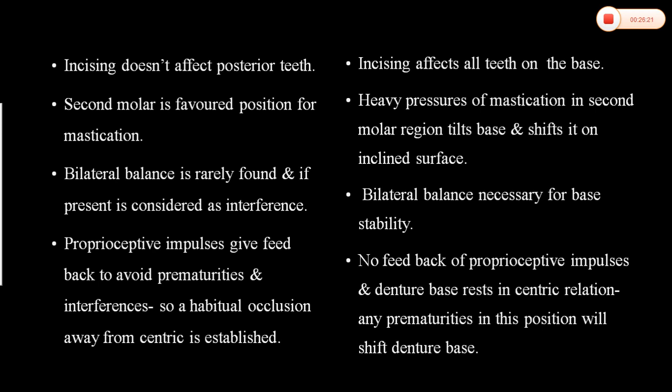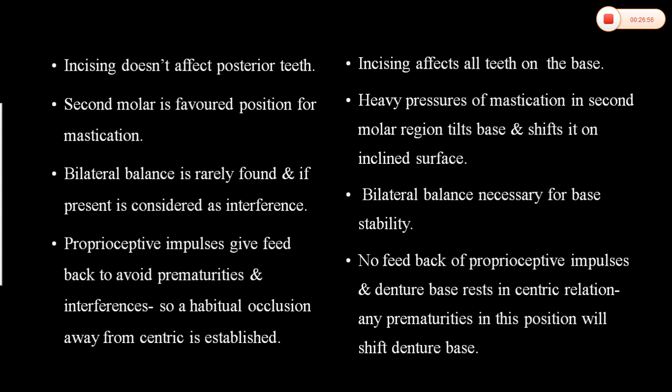And bilateral balance is rarely found, and if present, it is considered as interference. This point you have to remember. Bilateral balanced occlusion in natural dentition is not at all present. If it is present, it causes interference to the teeth. Whereas bilateral balance is necessary for denture base stability in artificial dentition. In artificial dentition, you have to develop bilateral balanced occlusion to provide stability for the denture.